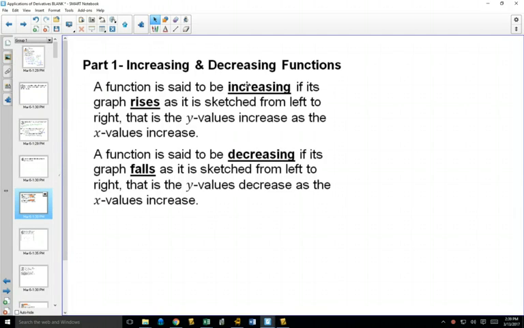So we've talked about knowing that a function can be increasing or decreasing based on the slopes of the tangents. We talk about something being increasing if you go from left to right and you're going up, or if it's rising, then we say that the function is increasing. And similarly, if you're going from left to right and your graph is going down, we call that decreasing.